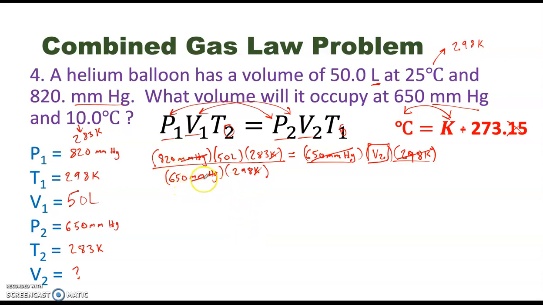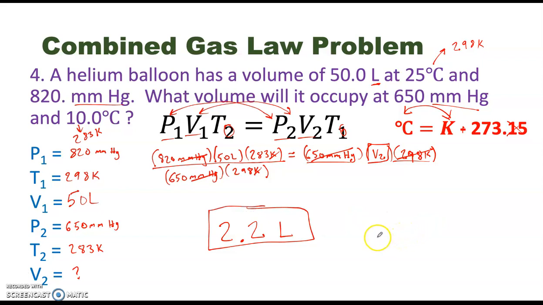So now we take 820, I've got to pull my calculator out here, 820 times 50 times 283 divided by 650 divided by, whoops, I hit multiply, divided by 298. And we end up getting 2. Let me check my sig figs here real quick. We got 3, 2, 3, 2. So 2 sig figs, 2.2. I got 2.18 and then some other stuff. We'll just round it to 2.2. So we know that the new volume of this balloon will be 2.2 liters.